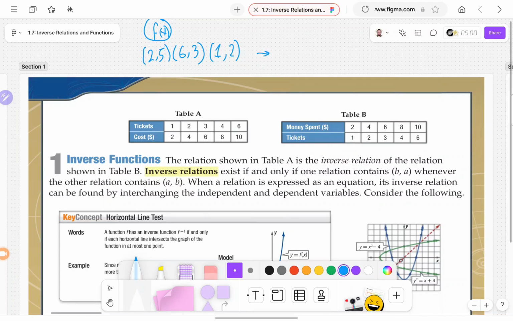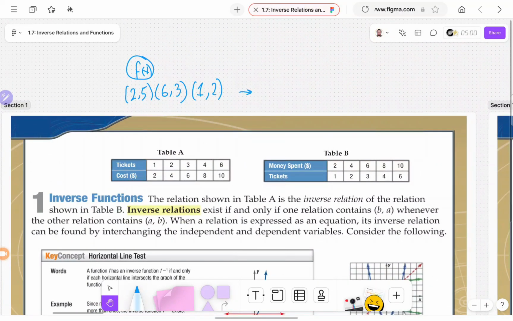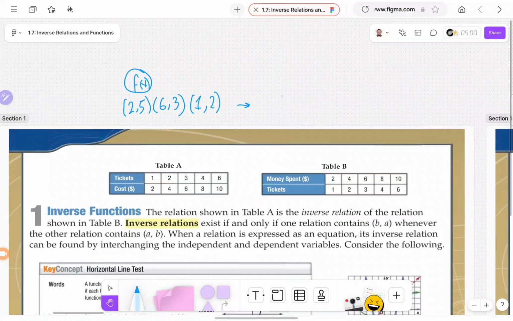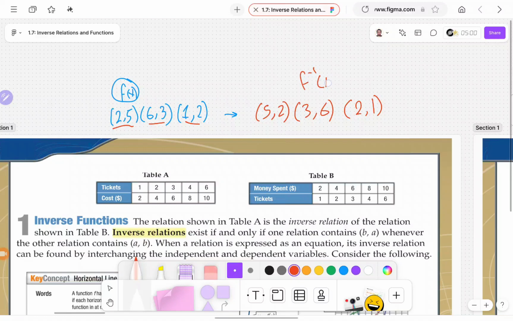So the inverse of this function, from its name, inverse means you just switch between the numbers. If you have here (2, 5), look at the first point, it will be (5, 2). (6, 3) will be (3, 6). (1, 2) will be (2, 1). So this one here is considered the inverse of the function.